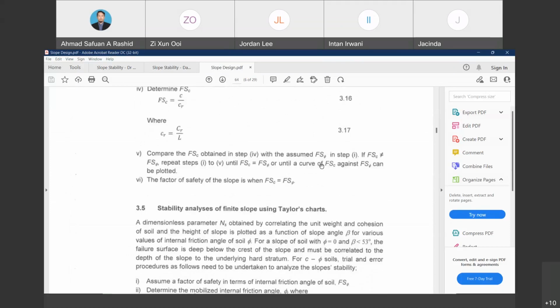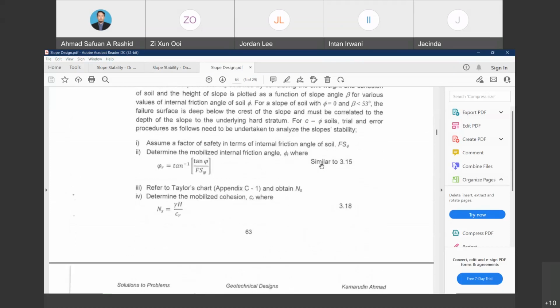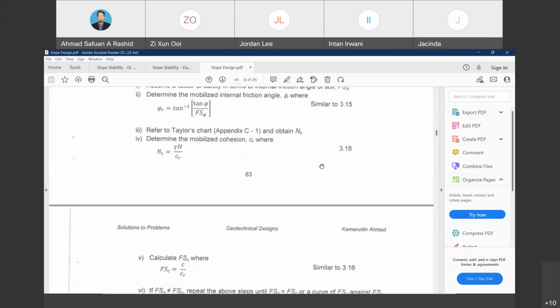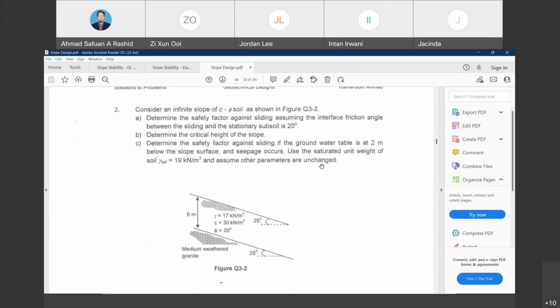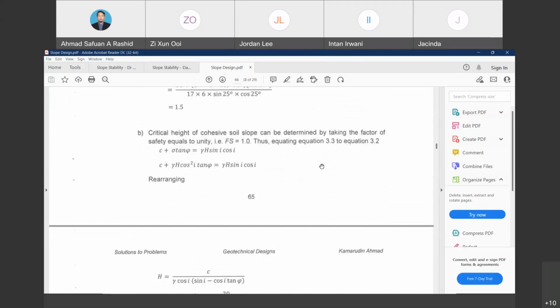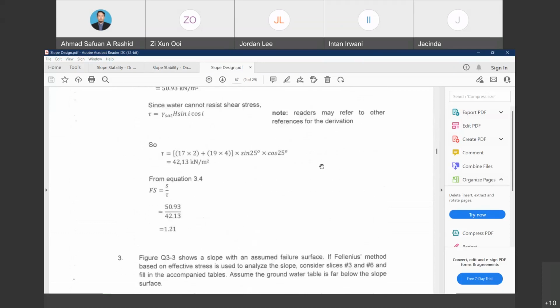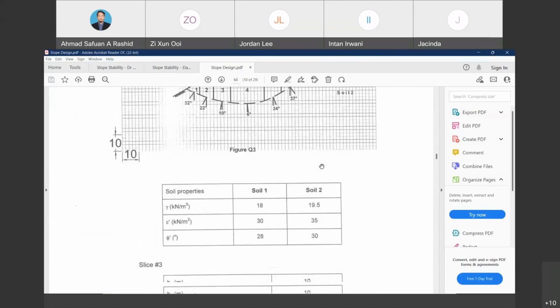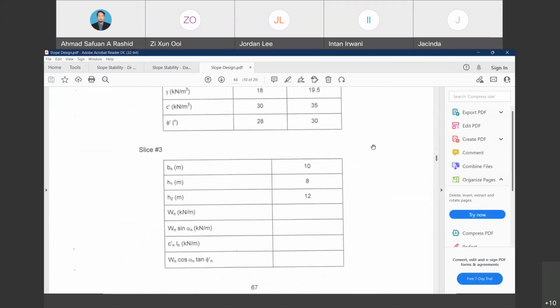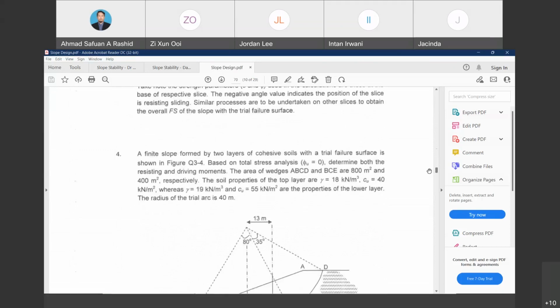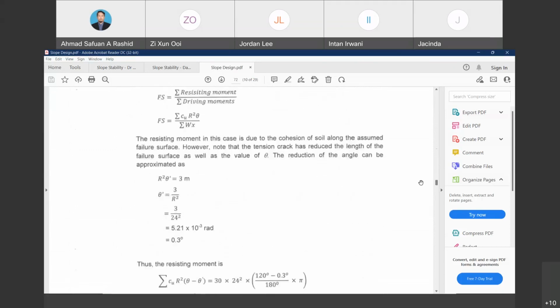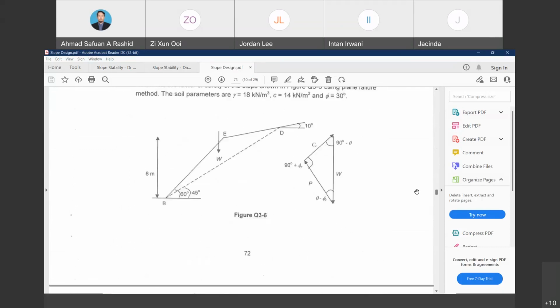Normally an engineer needs to see the numbers, so it is easier for us to understand rather than just going through notes. So I will share this part later in the e-learning. Linear failure plane. We go first for the example.